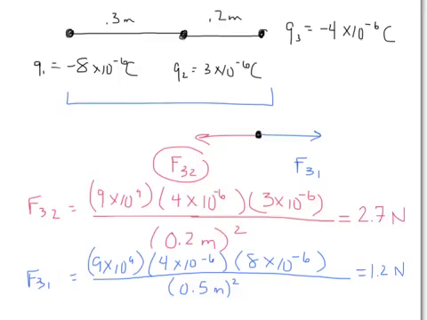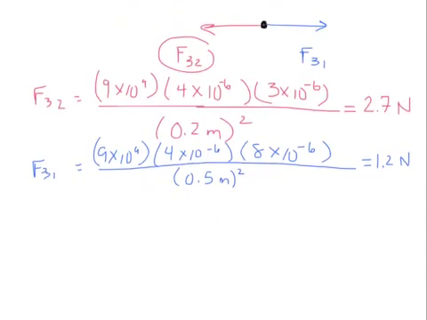Now, let's take a look. The red force here was pulling particle 3 back toward it. The blue force came from Q1 and that was pushing particle 3 away from it. Which of these is bigger? Yeah, clearly 2.7 is bigger than 1.2, right? And 2.7 is a pull. So what's going to happen is Q3 is going to feel a pull to the left. Let's take a look at what I'm saying here.